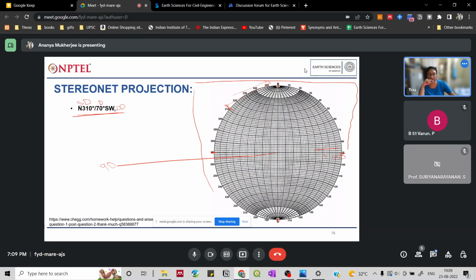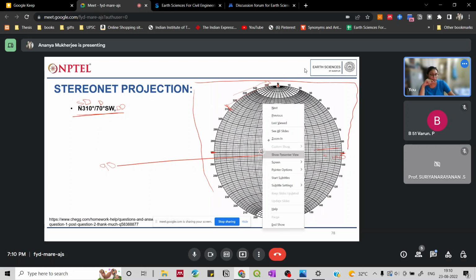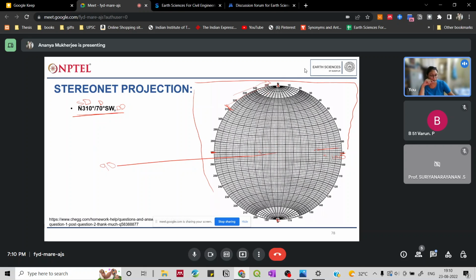Now when you say 70 degrees is the dip, you start keeping the north 310 at the north position. You see that it is southwest, so you know that it is dipping on the other side. From this side you start counting 0, 10, 20, 30, 40, 50, 60, 70. So your plane will look like this after you have plotted.